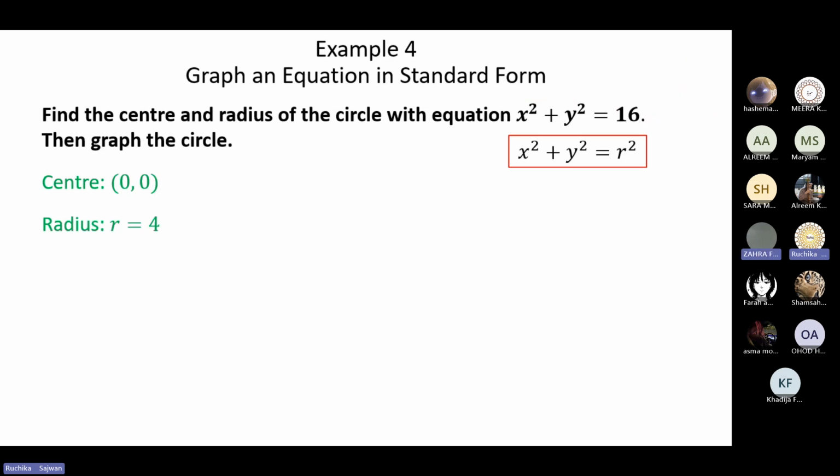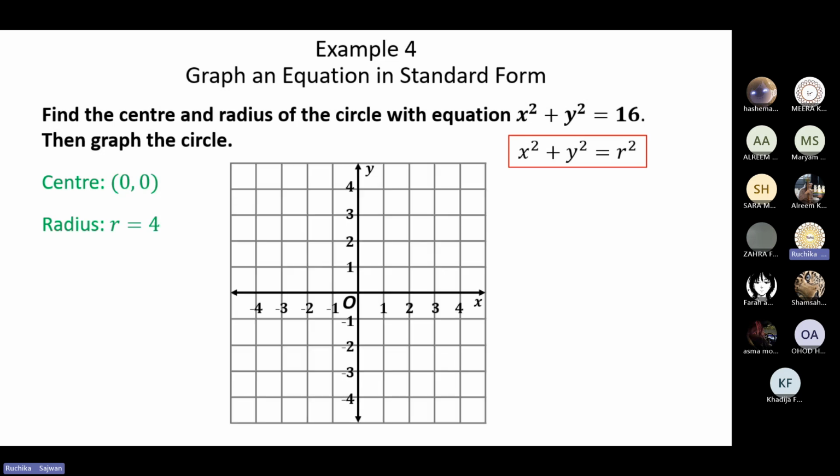Now let's come to the graph. 15 is the diameter. Diameter is not asked and it's not required also, right? Just we need the radius. Okay, so now once we have the radius, this is your graph sheet, right? Now look carefully how I'm doing the graph.